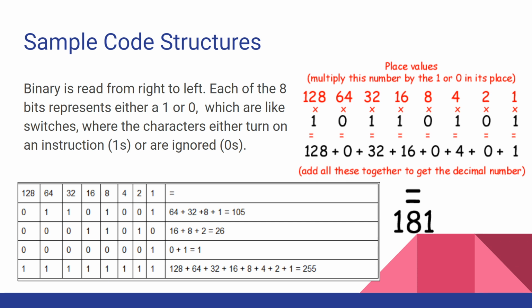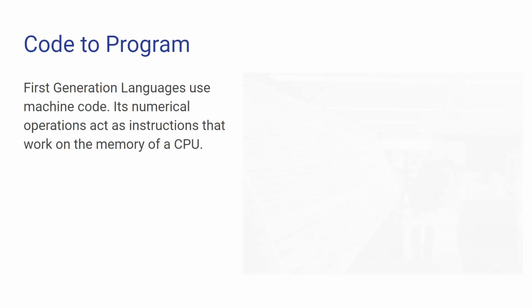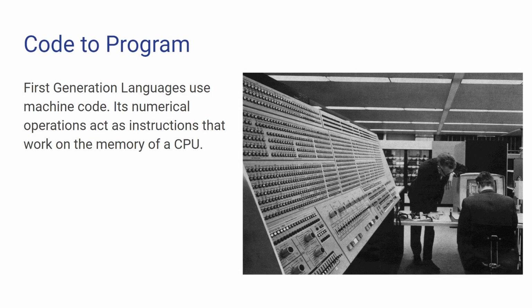Now, this is, as I said, very basic, very simple, used for old computers. So first generation languages use machine code. Numerical operations act as instructions that work directly in the memory of a CPU.